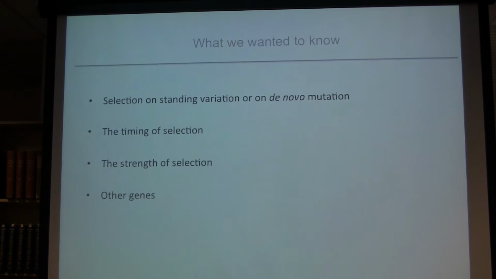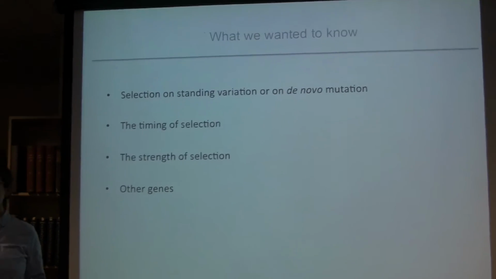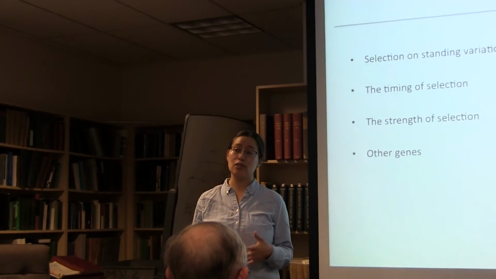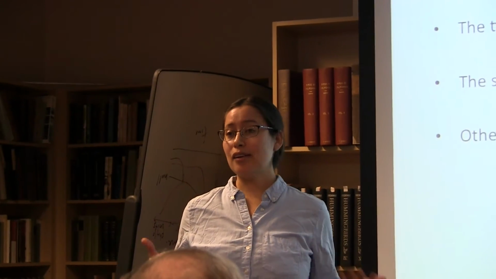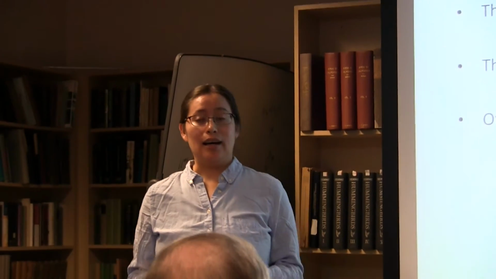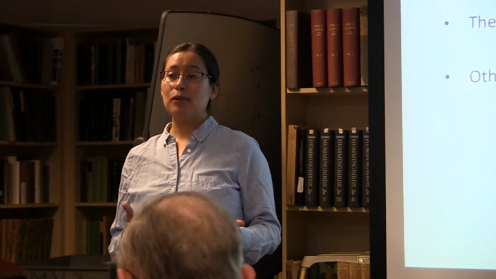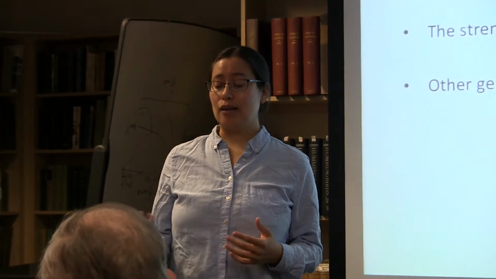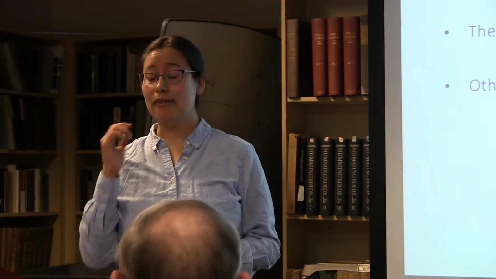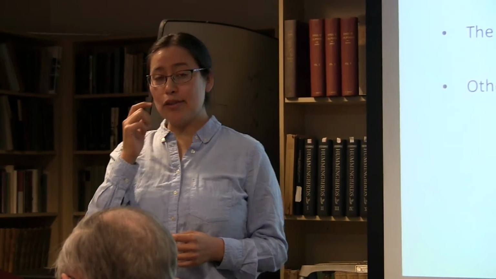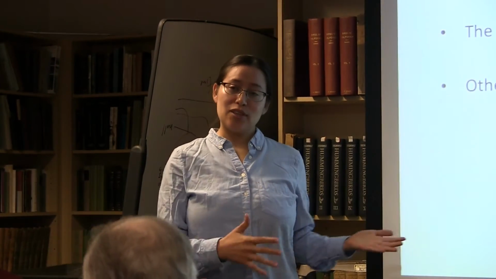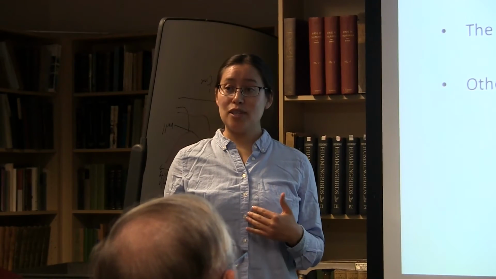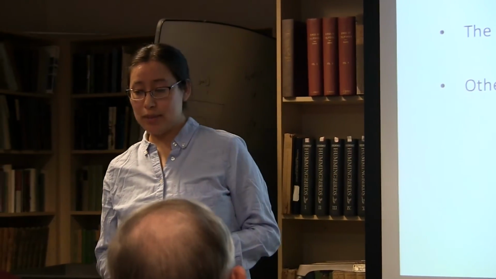But of course, if you want to estimate parameters, then you need to have a model. And so the models that most of the people in the field were talking about were selection on a de novo mutation or selection on standing variation. Whether or not a population has to wait for a de novo mutation to arise, or whether a population has enough neutral variation that if the environment changes, some of those mutations will become beneficial. And so we set out to first test whether selection on standing variation or selection on a de novo mutation was responsible for this adaptation.